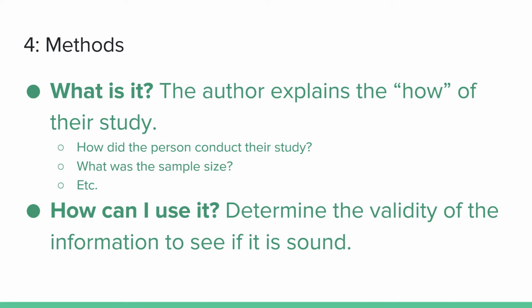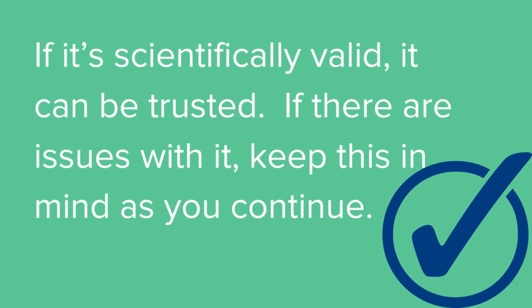So what does that all mean? Let's say a group did a study where they looked at 10 participants and they gave these 10 participants a survey. Looking at how many participants they had, 10 is not very many, and looking at the actual survey questions, you can determine, are these questions worded in a biased way? Can I really make generalizations based only on the opinions of 10 people? So if the study seems scientifically valid, then it can be trusted.